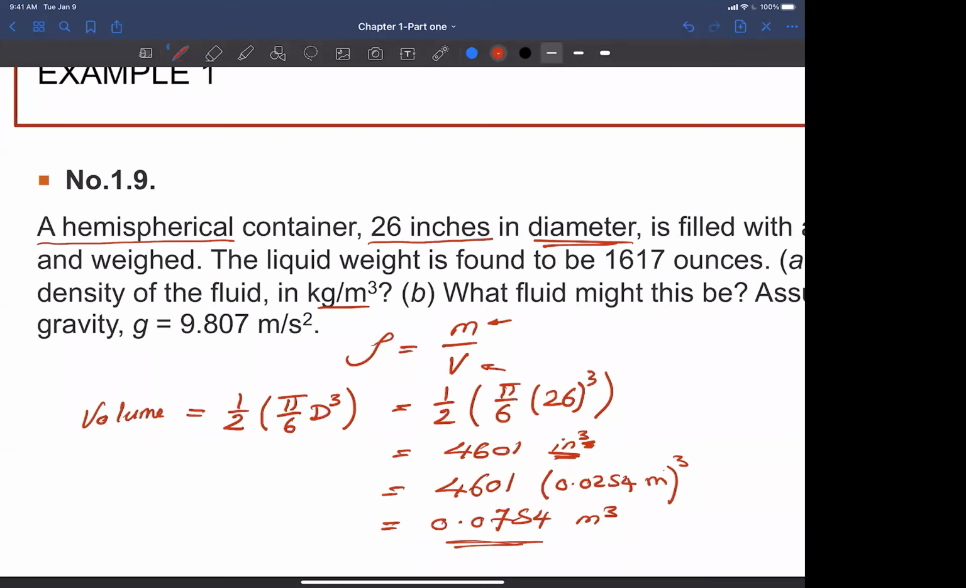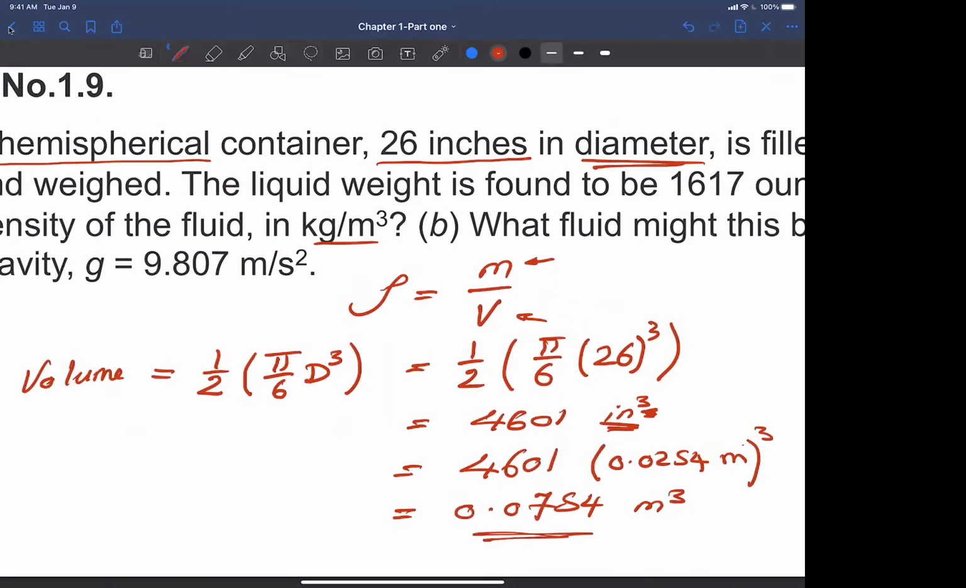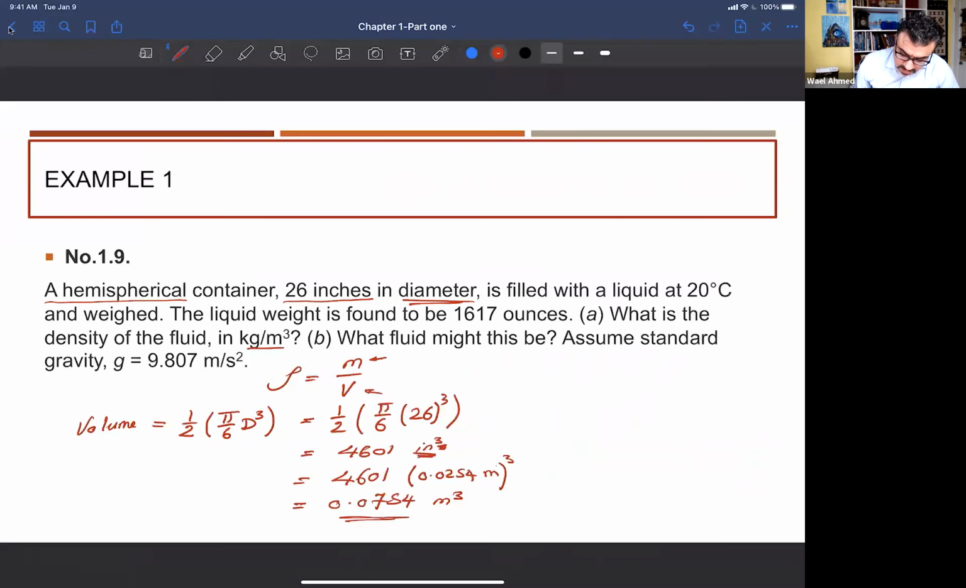Sorry, Professor, do you mind zooming out? I can't hear you well. Do you mind zooming out? Oh, like this? Or just go out of the Zoom? I don't know. Like this one? To see the question. Oh, the question, sorry.